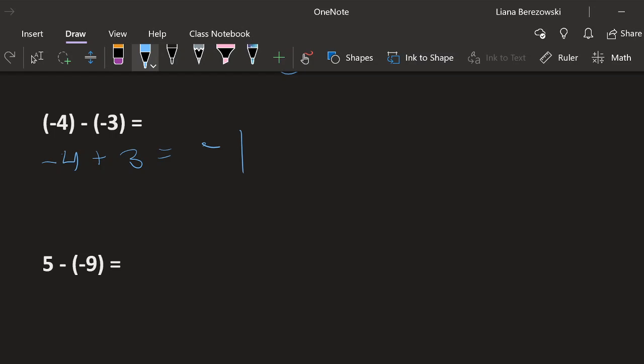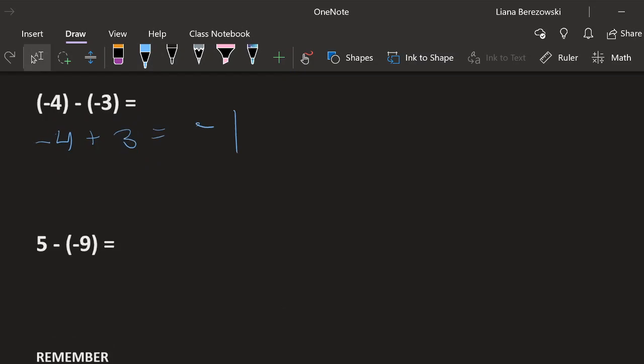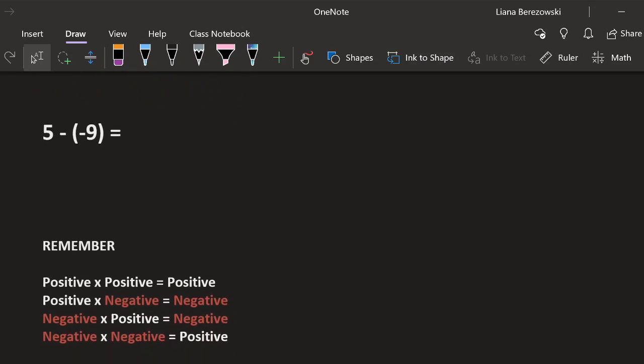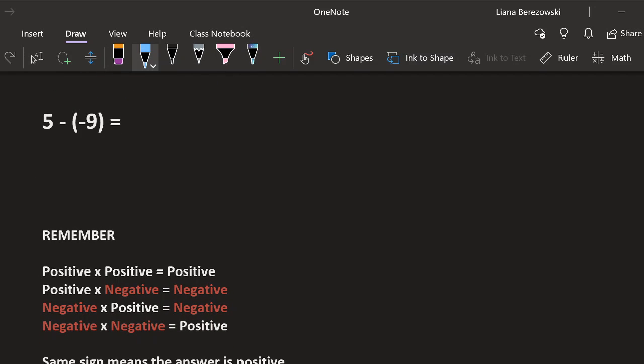Next question here, 5 minus negative 9. Another example of those double negatives. Keep the sign of your first number, so 5 stays exactly the same. Change the subtraction to a positive, so an addition. And then change the sign of your second number, so instead of negative 9, it's now positive 9. We don't need to write the positive sign, so it'll just be 5 plus 9. That's a lot easier to deal with than that double negative. So 5 plus 9 is going to be 14.